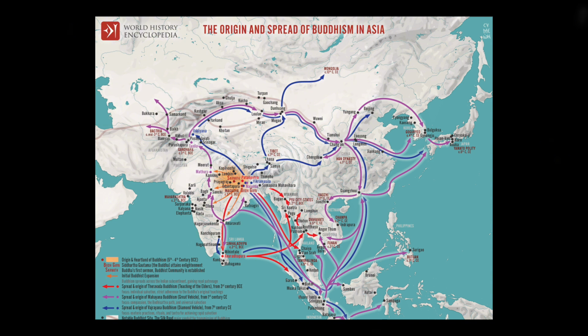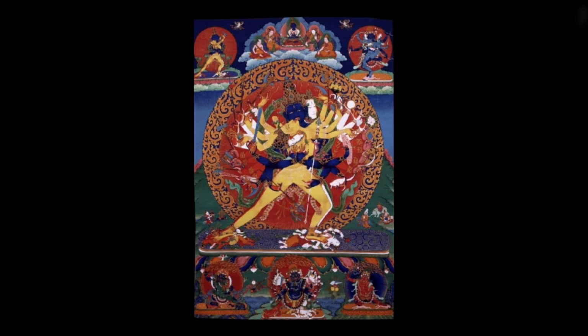Through the first millennium BCE, there was the rise of Buddhism in India and throughout Asia. And in the first several centuries of the Common Era, Buddhist art also became very prevalent, using a very similar visual style to the Hindu art.